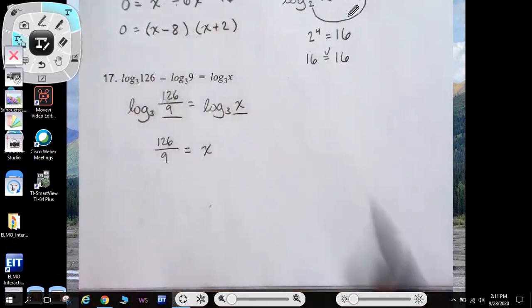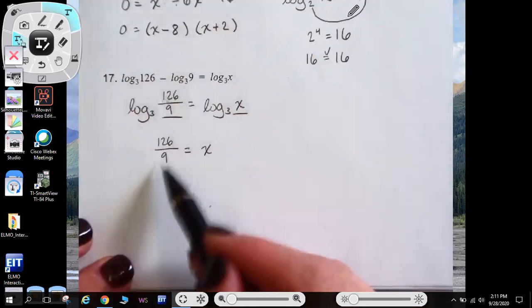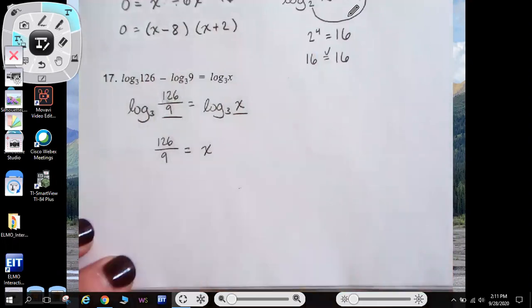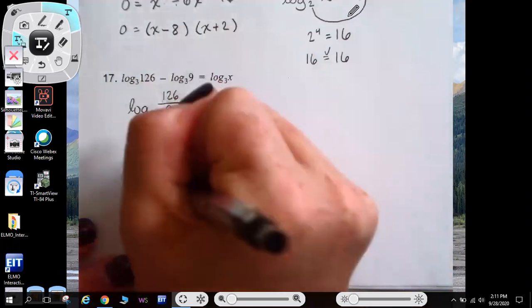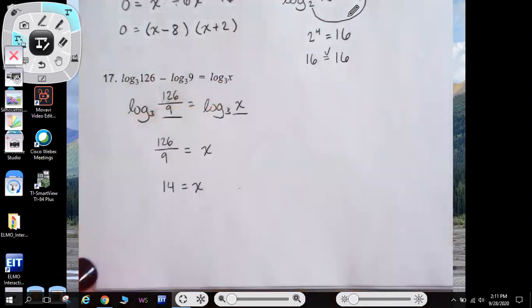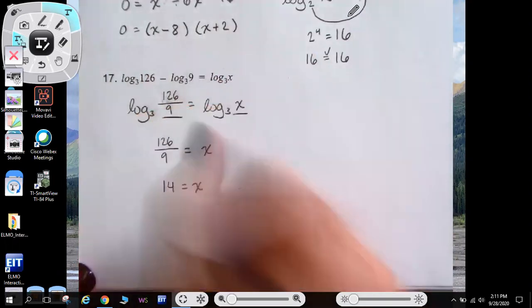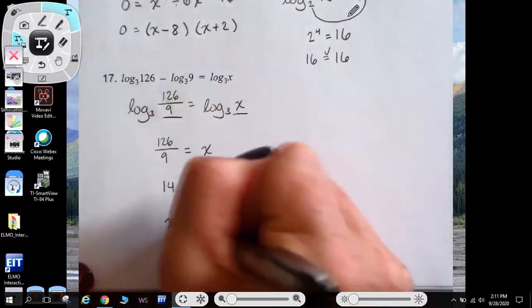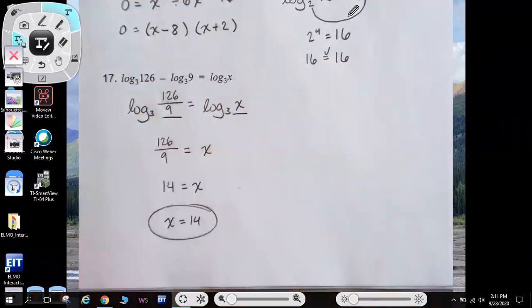Okay, so then all we have to do to find the value of x is find what 126 over 9 is. You can do that in your calculator and you get 14. So x equals 14. We don't have to check it because we've only got one value for x. And we're done.